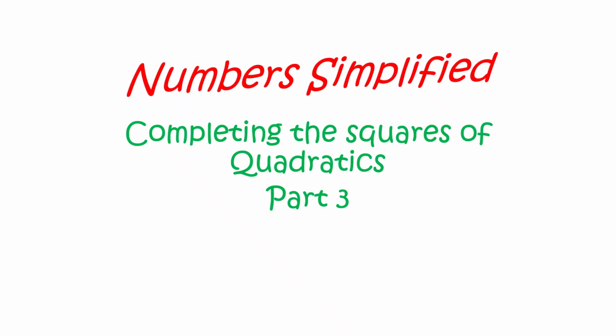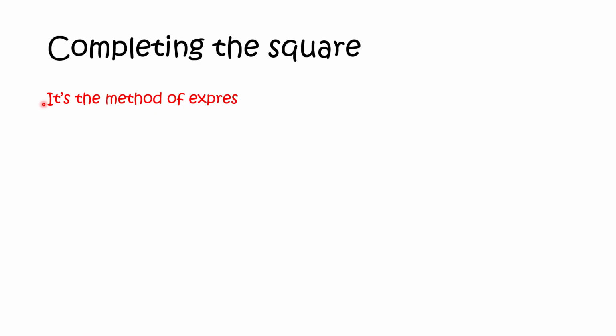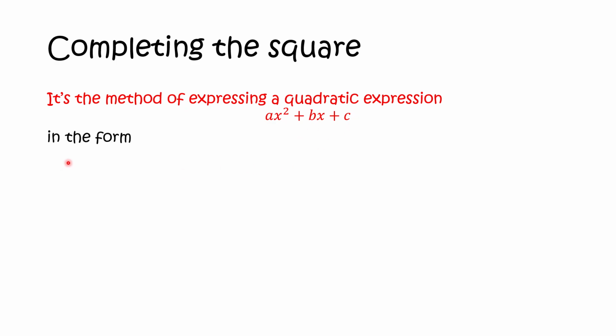Let's dive into today's business. Completing the squares is a method of expressing a quadratic expression, ax² + bx + c, in the form (x + d)² + e, where a, b, c, d, e are elements of real numbers.